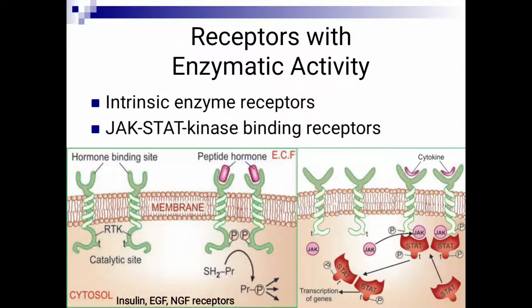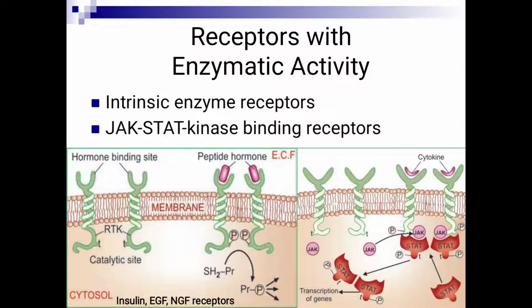Now what is the JAK-STAT kinase binding receptor? Here also there are two helices. The outer side is the hormone binding site, the inner side is the JAK binding site. When cytokines or ligand bind to the outer side, there is dimerization of these helices. So ultimately there is phosphorylation of Janus kinase, which ultimately phosphorylates STAT. Ultimately the dimerized STAT dislocates from here, causes transcription of the gene and produces the response.